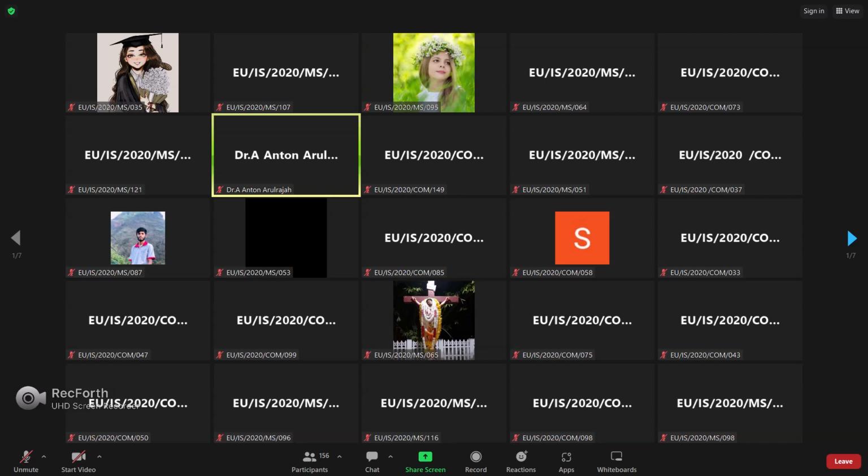So the 25 is considered as the key column. Right? This is the key column.